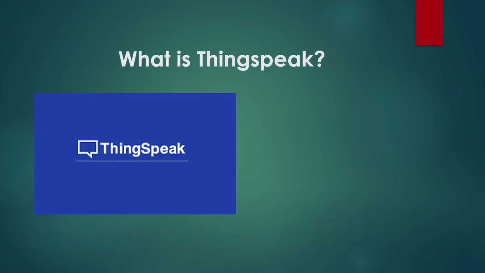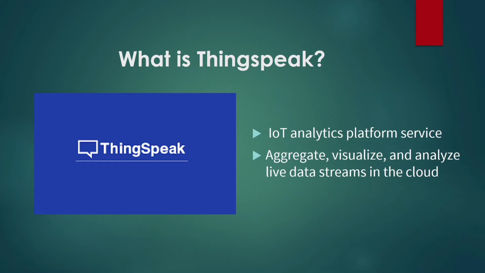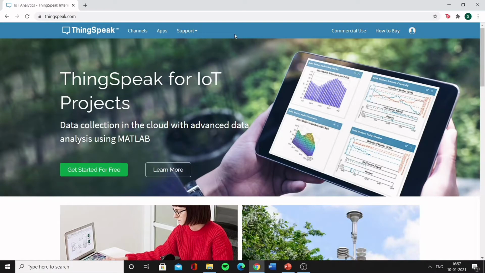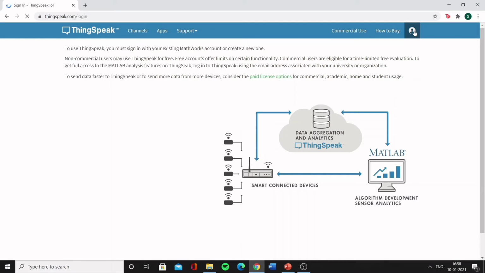So now let's discuss a bit about ThingSpeak. ThingSpeak is an IoT analytics platform service that is used to aggregate, visualize and analyze live data streams in the cloud. You can send data to ThingSpeak from your devices and create instant visualization of live data and send alerts. So we open the ThingSpeak page and we need to create a new account if you don't already have one. So simply put your email ID and you'll be able to create a new account.